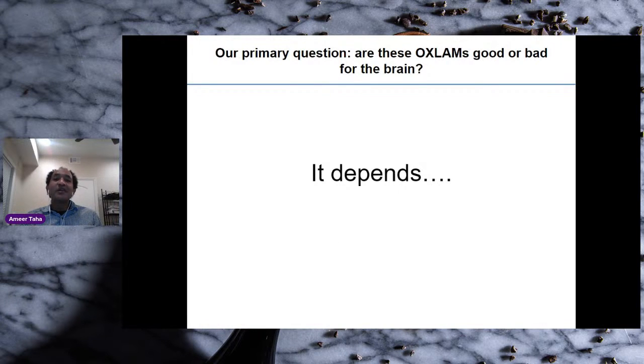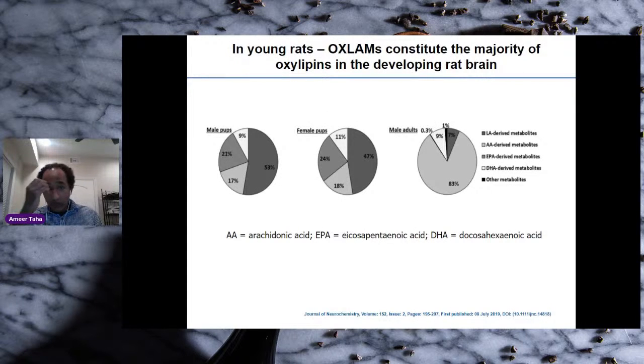It depends on the stage of life. And I'm just going to show you a few slides to highlight what I mean. It all started back in 2019, when we observed that there's something different between the young brain and the adult brain. This is in rats. What you see here is a pie chart. The two left pie charts are in young rats, so we call them pups here, males and females. And then on the right side, this is in male adult rats. We have not done females yet, but we're doing it.